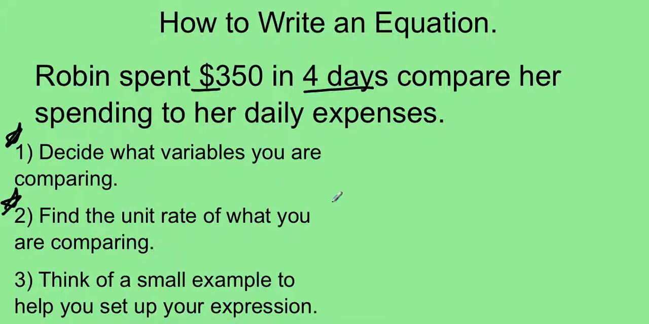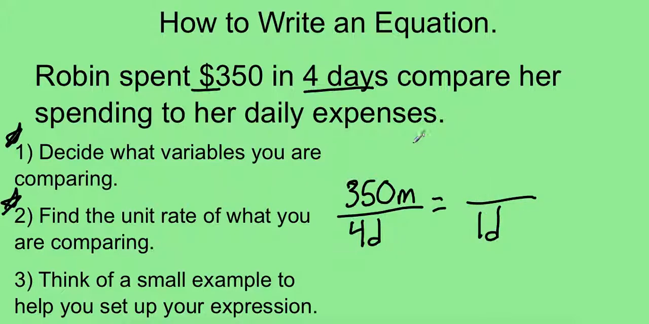So using these pieces of information, that there are $350, I'm going to use M for money, and that this was spent over 4 days, I now need to find my unit rate. So remember, unit rate always has a denominator of 1. So in order to figure out how much money she's spending in one day, I divide 350 by 4, and in fact that gives me $87.50. Remember, this is just in money.